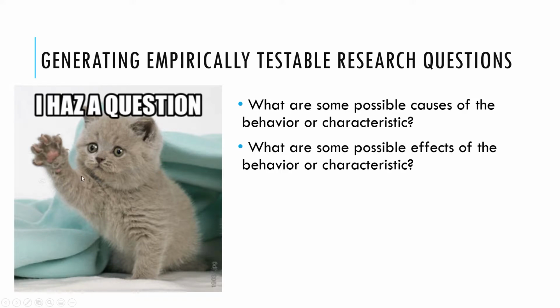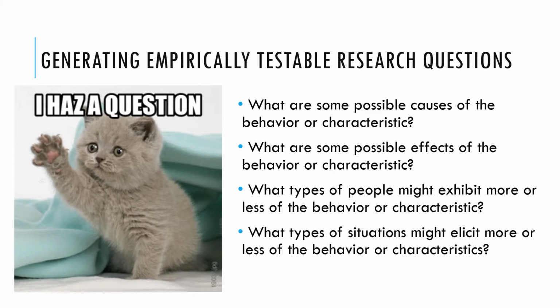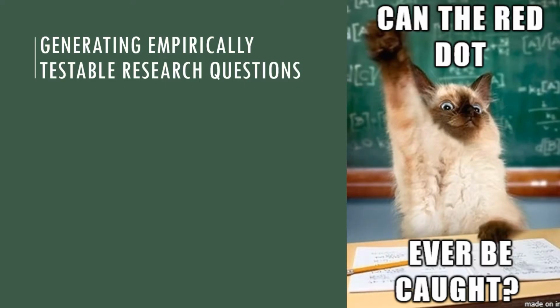What are some possible effects of the behavior or characteristic? Right? So looking at causes and effects. What types of people might exhibit more or less of the behavior or characteristic? And what types of situations might elicit more or less of the behavior or characteristic? In general, each answer you write down can be conceptualized as a second variable, suggesting a question about a relationship.